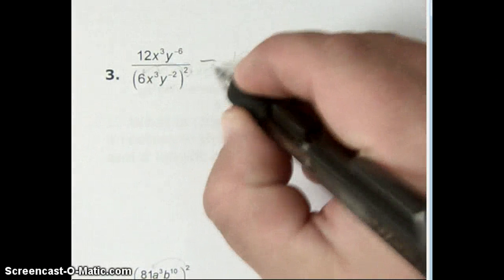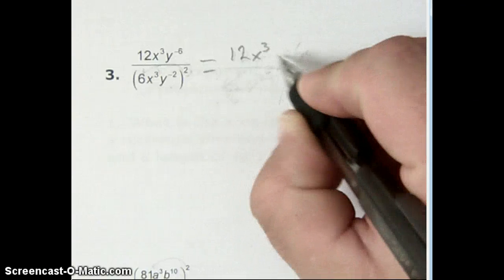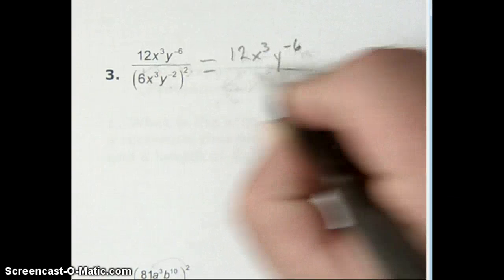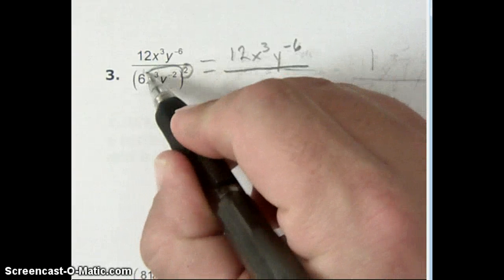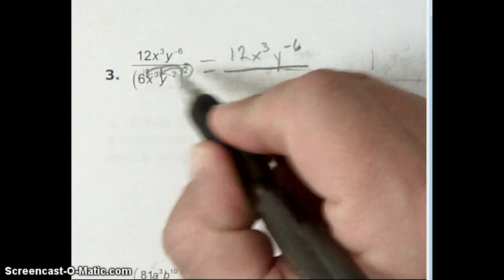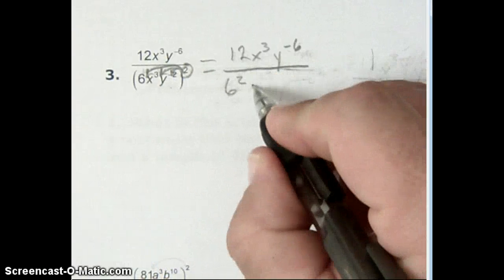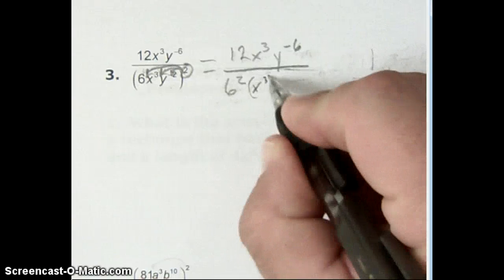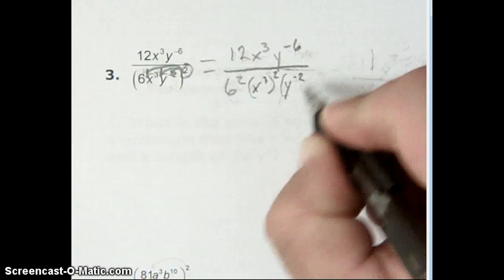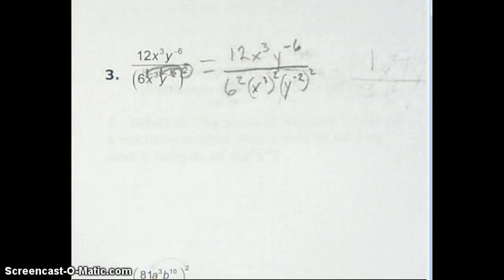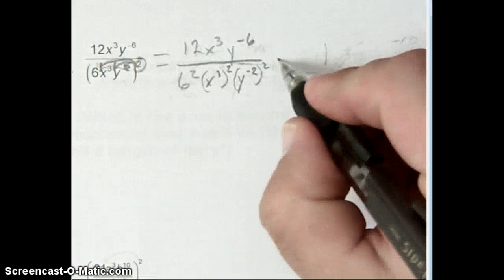So I'm not going to do anything with the top just yet. We'll have a 12 x cubed y to the negative 6 over. On the bottom, though, this exponent is going to go to everything in that parentheses. So that's really going to be a 6 squared, an x cubed squared, and a y to the negative 2 squared. Once you've got it looking like you want, go ahead and work those exponents out on the bottom.